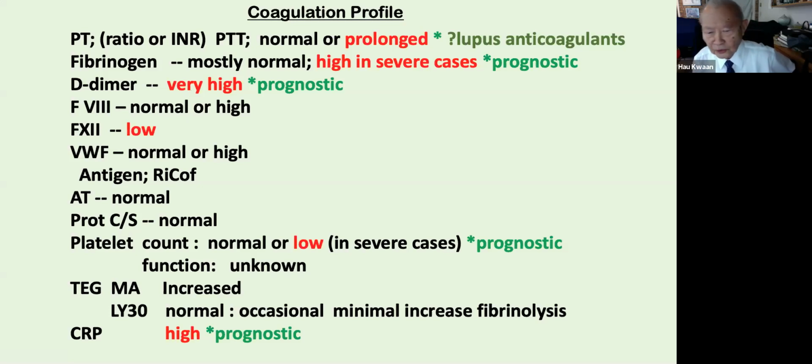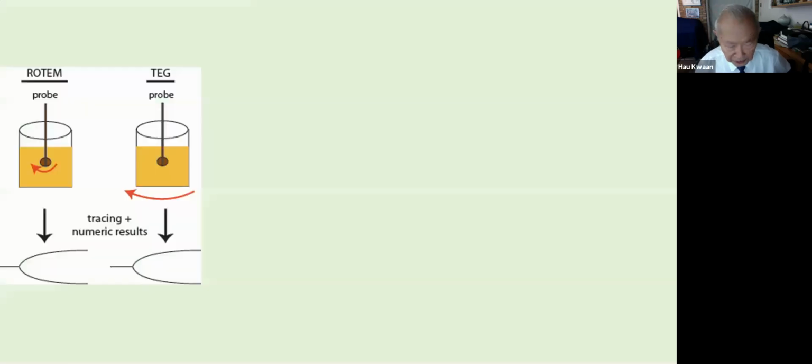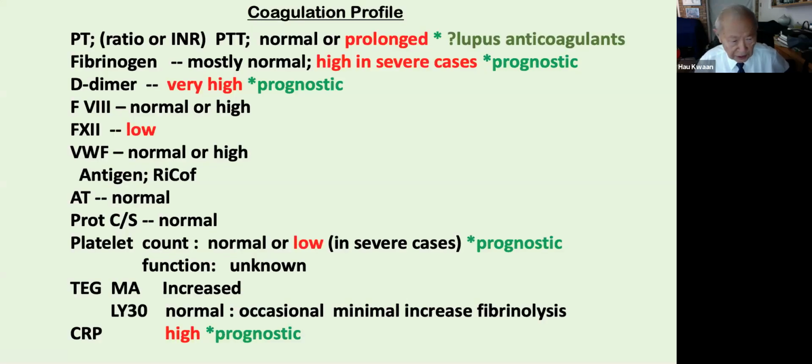Platelet count can be normal or low. If it's low, it's usually seen in severe cases, and it's a poor prognostic sign. We're not sure if the platelets are functional or partially functional. And then another test we use is the TEG, shown on the bottom here. I'll come back to that. And then the other markers of acute inflammation, the CRP or the ferritin, are frequently very high. And the height of this, again, has prognostic value.